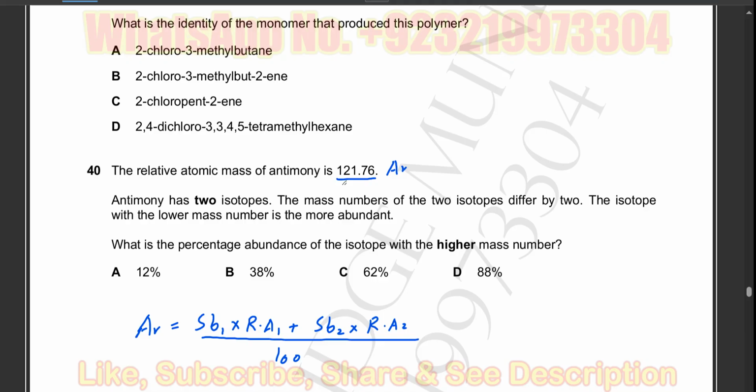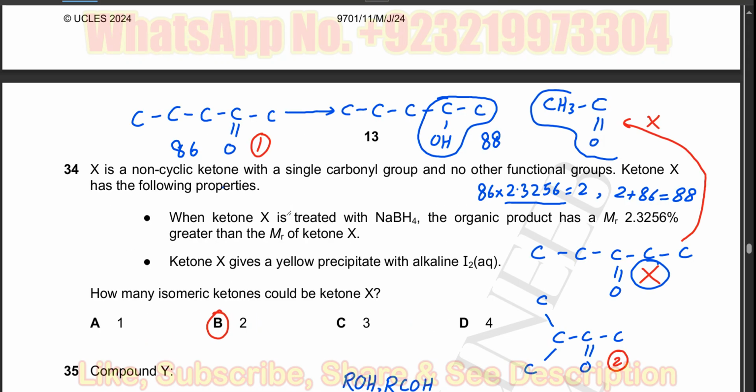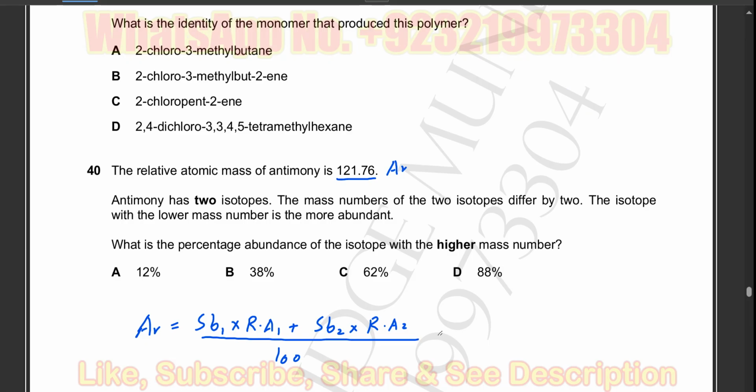We already have this value provided, but you know that in this question we are not provided with any percentage values and neither the actual mass numbers.